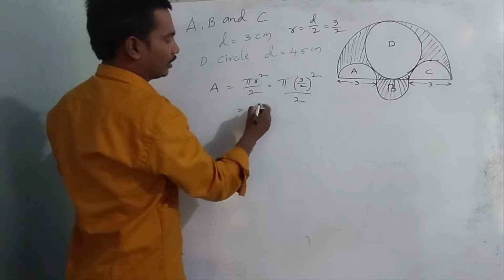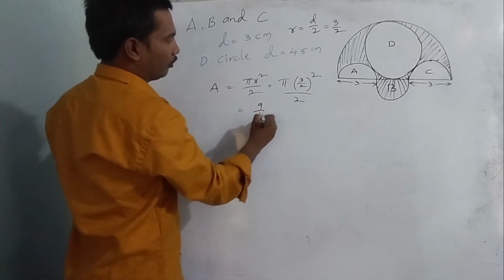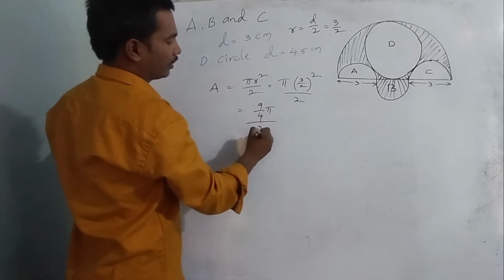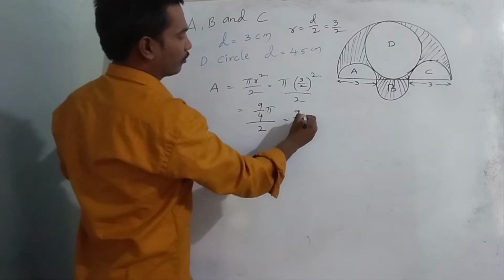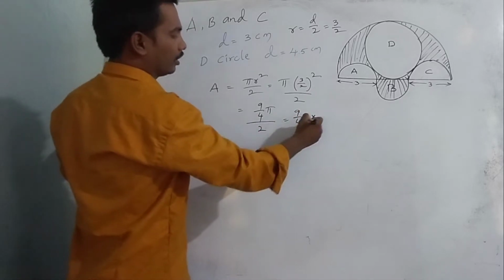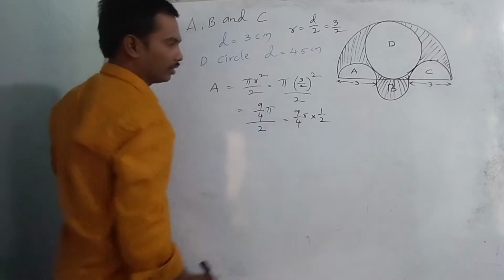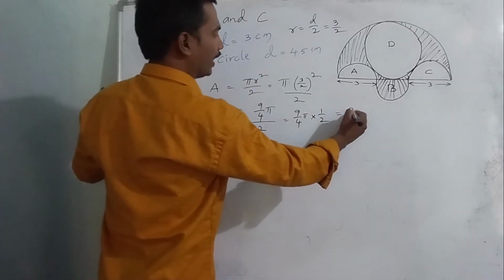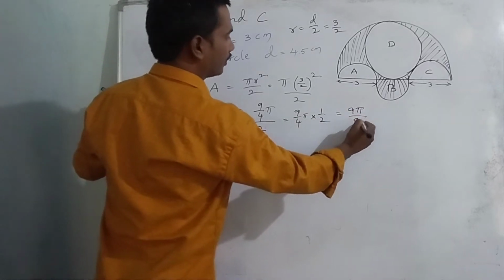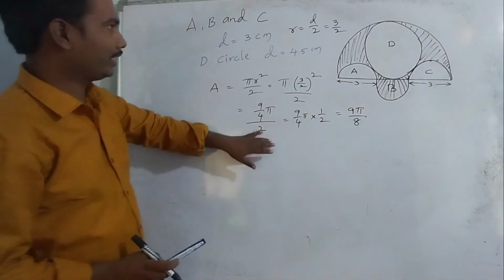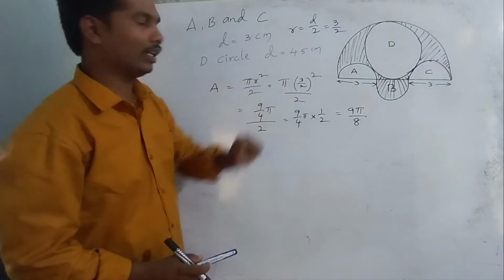So in the numerator 9 by 4 pi by 2. So then 9 by 4 pi, then if this 2 goes up, it will become 1 by 2. So 9 pi by 8. 9 pi by 8 is the area of this one semicircle.